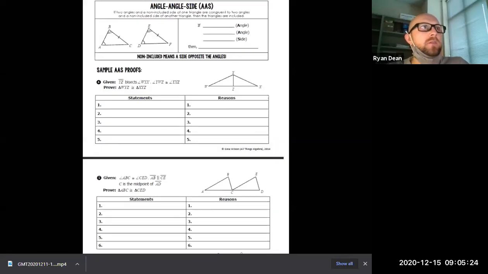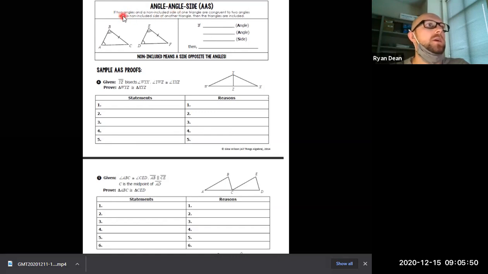All right, so now we have angle, angle, side. Angle, angle, side is similar to angle, side, angle, except this time there's nothing that connects the two angles together. Okay, so we don't have anything that connects the two angles together. Up here, this right here is what the criteria that you're going to use to prove triangles are congruent using angle, angle, side.